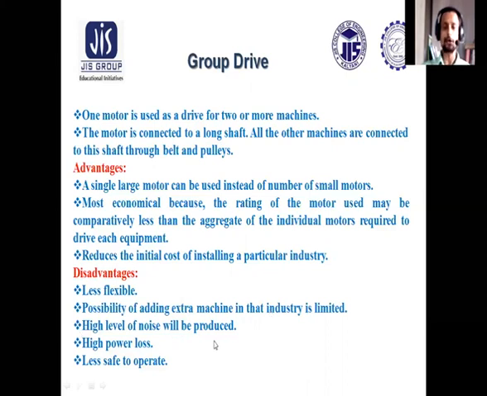High level of noise will be produced. As a single machine is running, it will produce a high level of noise. As all the loads are connected to a single shaft through belts and pulleys, there will be a considerable loss in belts and pulleys. It is less safe to operate as it will draw huge current.